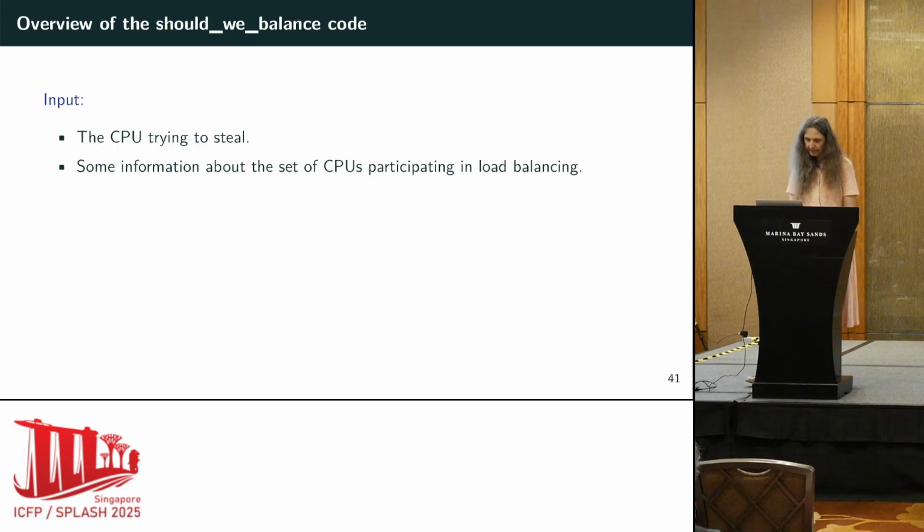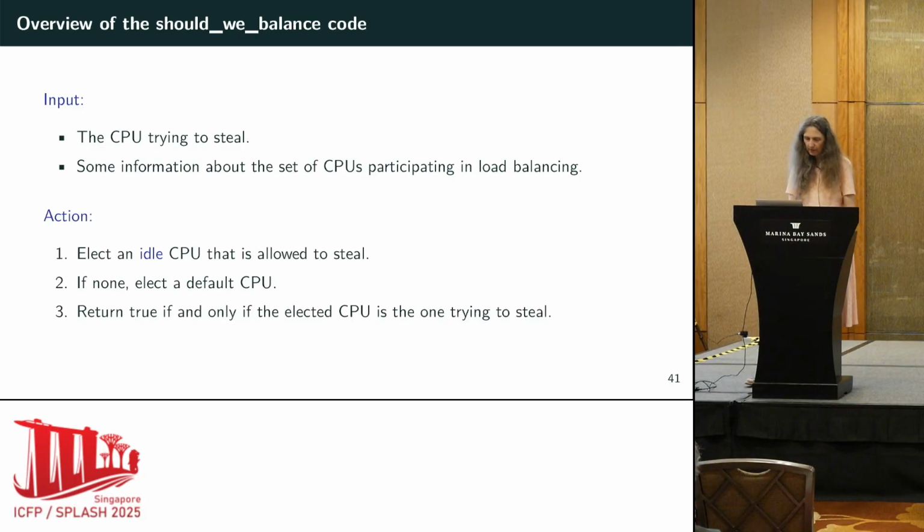So basically, the idea is that we have a CPU, the input is the CPU that is trying to steal, and some information about the context, and it is going to elect an idle CPU that should be allowed to steal, and if there is none, then it elects some default answer, and then it sees if it itself is the same as the elected one.